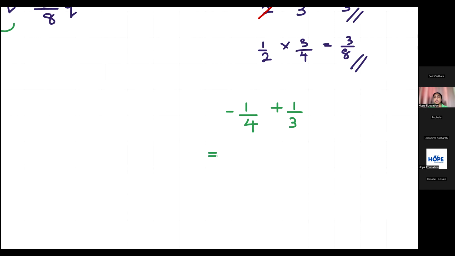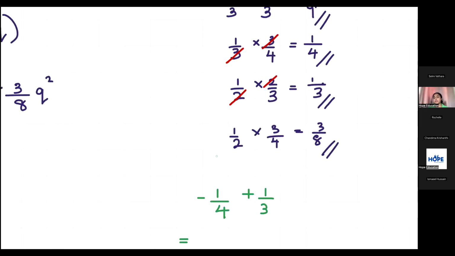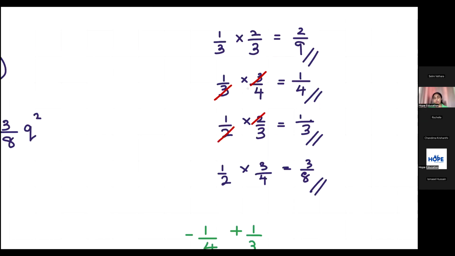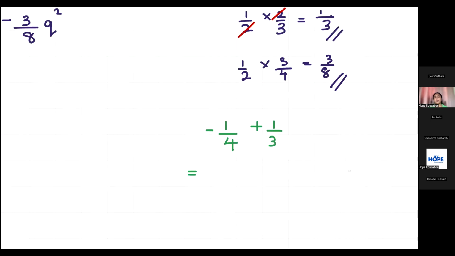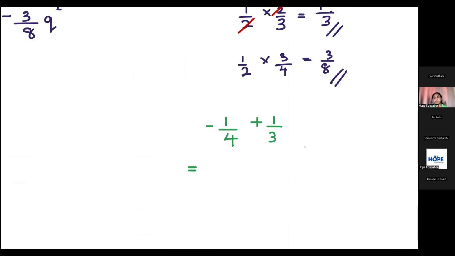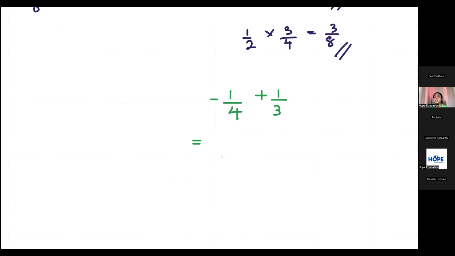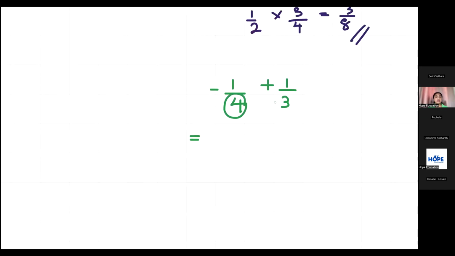When multiplying fractions it is easy. Cancel whenever you can cancel, otherwise you just multiply. For addition and subtraction of fractions, make the denominators equal. Very good. We get the common denominator. So here the denominator is 4. Here the denominator is 3. So what is the common denominator? 12. Common denominator is 12.